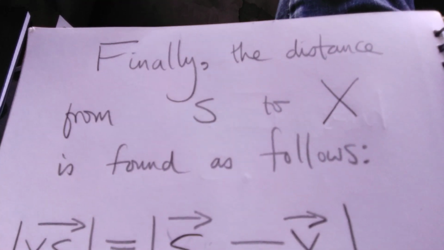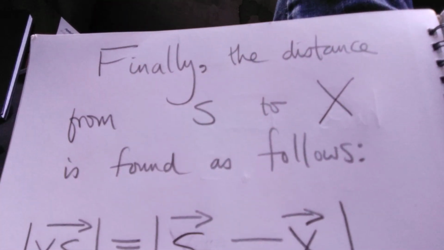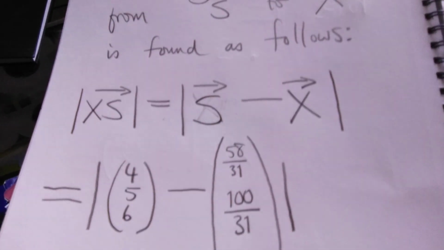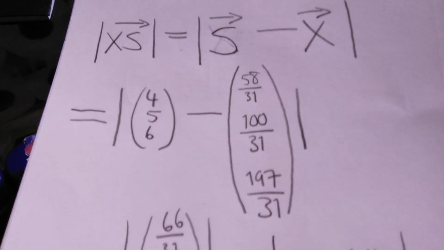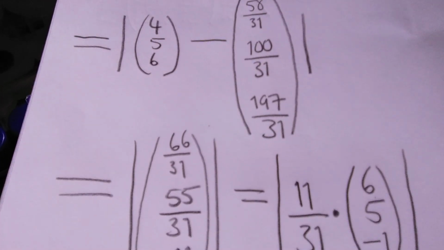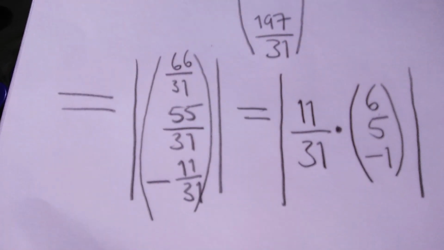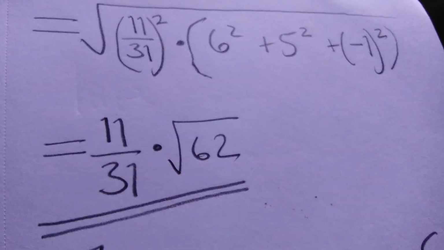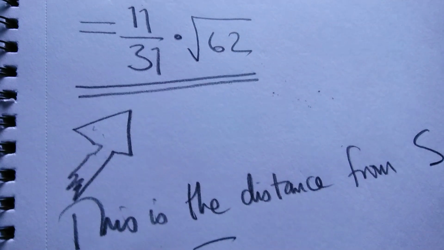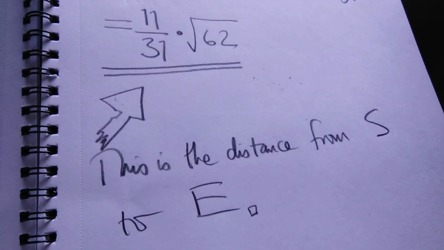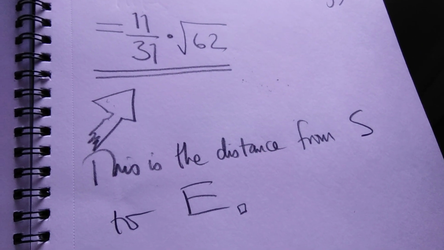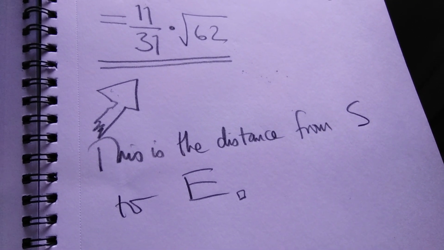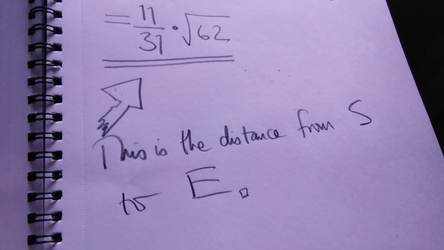Finally, the distance from S to X is found as follows. And this, finally, this number, 11 upon 31 times the square root of 62, is the distance from point S to plane E.